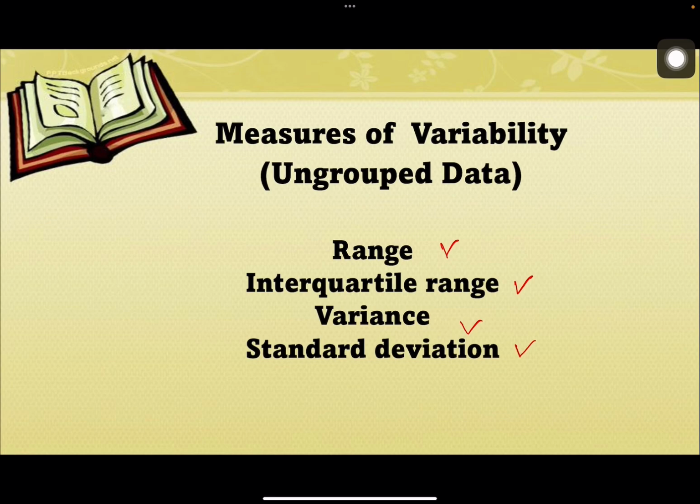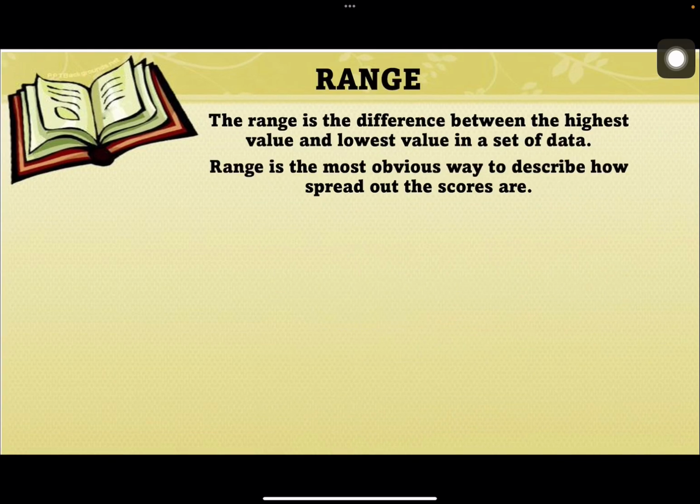When we say range, it is the distance or the difference between the highest score and the lowest score. And to get that, you have to subtract the lowest score from the highest. Interquartile range is the difference between Q sub 3 and Q sub 1, so you subtract the first quartile from the third quartile. Next is variance and standard deviation. So what's new is variance and standard deviation.